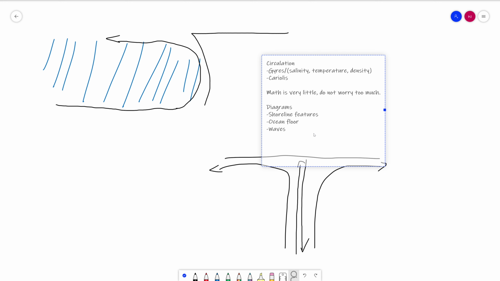I think I'm missing something. Wait, I had something in my head. Circulation, diagrams. There was something I was thinking about, but then I just lost it. Okay, I'm just going to go a little over time. Diagrams. There's something really important in my head.